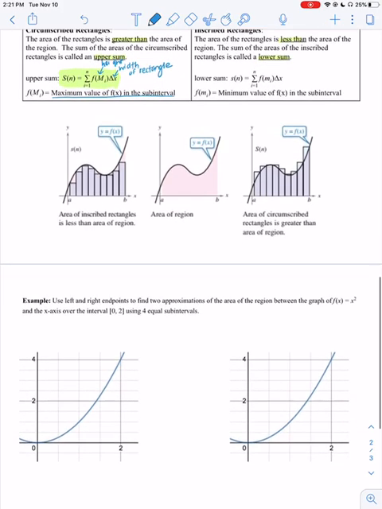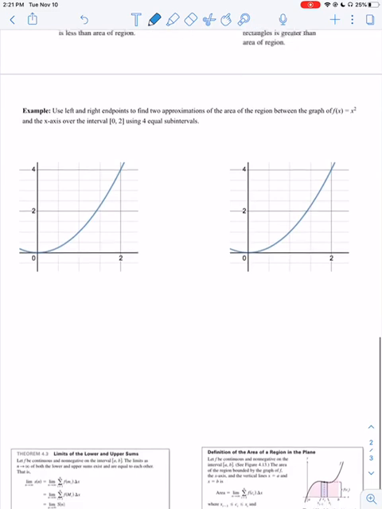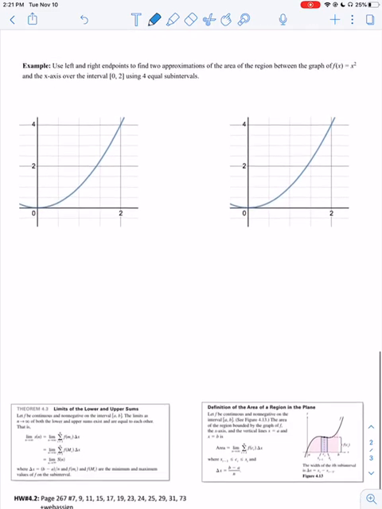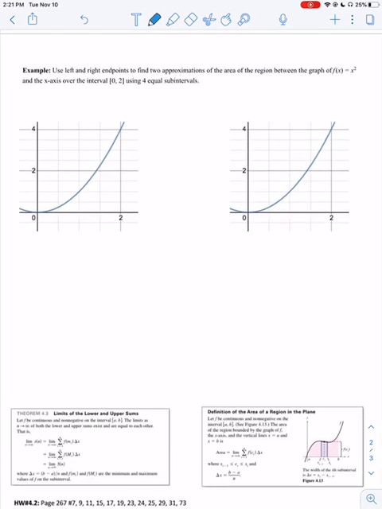Okay, so we are going to practice. We're just doing one example of this and we're going to do it in detail. Okay, so first off, use left and right endpoints to find two approximations of the area of the region. So we're going to find a lower and an upper sum, for the region between the graph of f of x equals x squared and the x-axis over the interval 0 to 2.